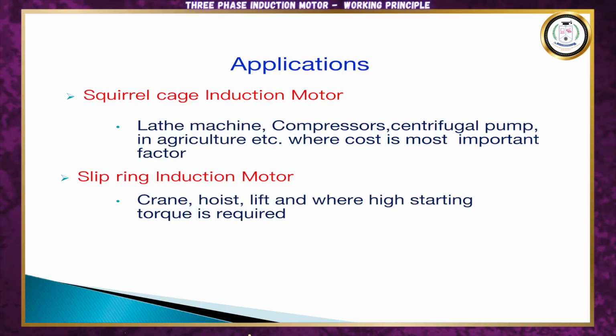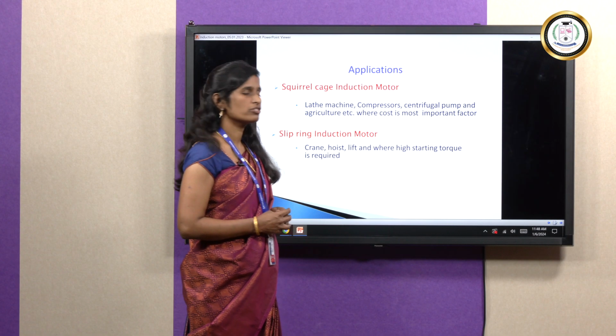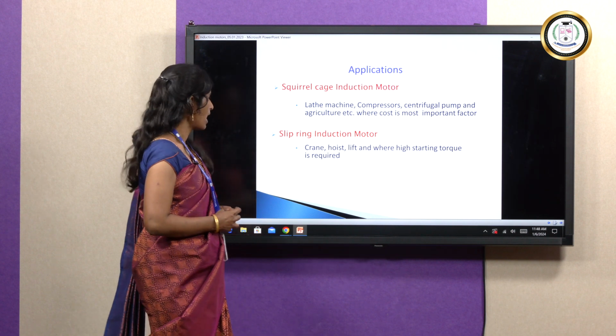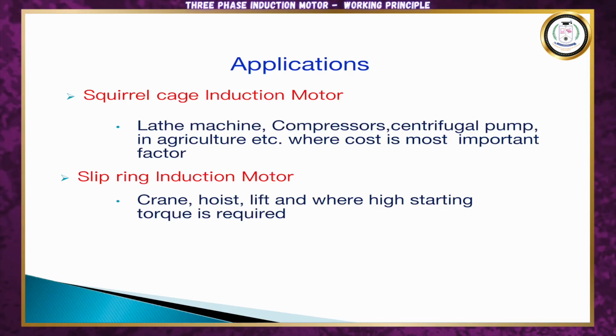Next, we are going to see the applications of induction motor. Squirrel cage induction motors are used where cost is very important. They are used in lathe machines, compressors, centrifugal pumps and agriculture. Slip ring induction motors are used where high starting torque is needed. They are used in cranes, hoists and lifts.